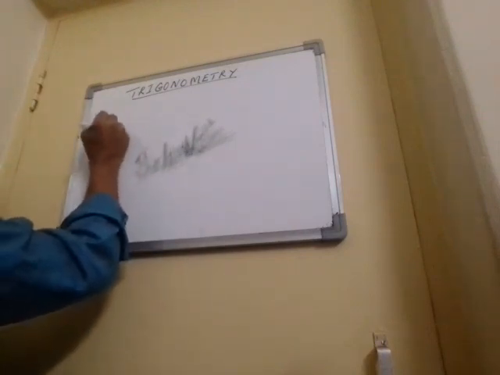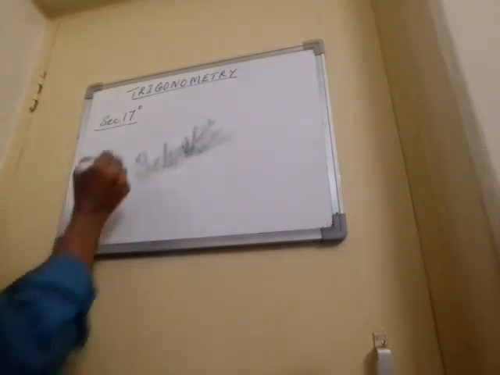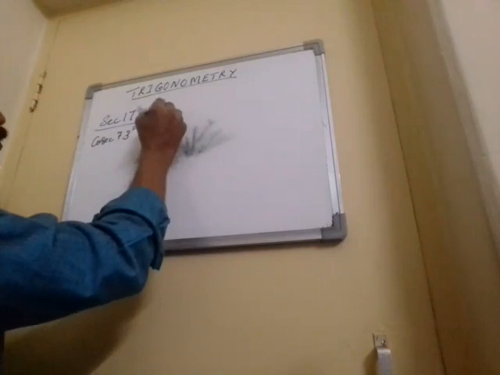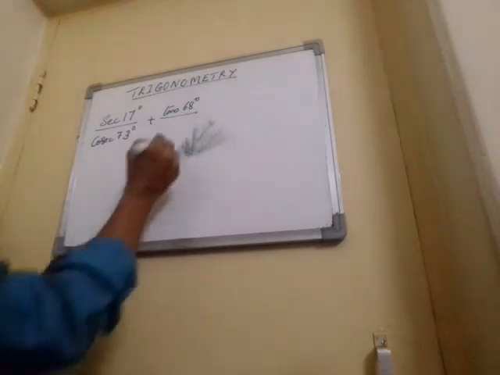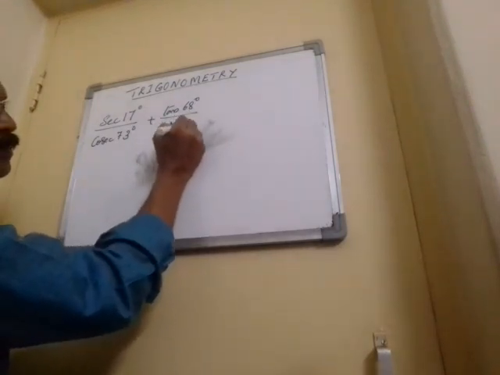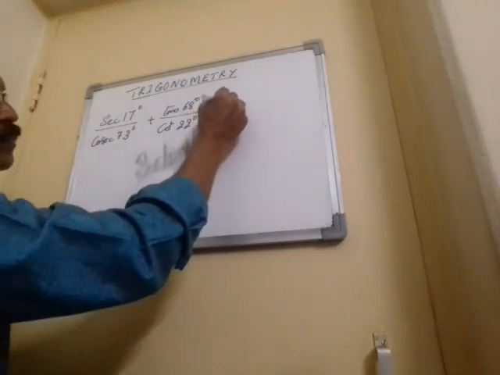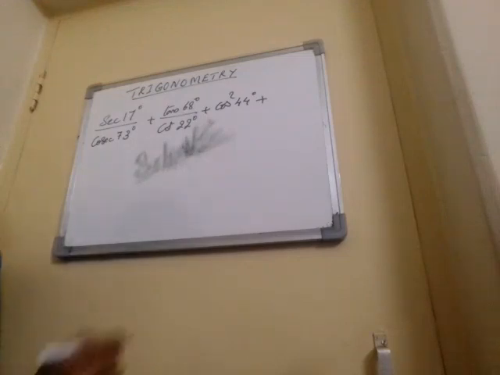The question is sec 17 degree by cosec 73 degree, plus tan 68 degree divided by cot 22 degree, plus cos square 44 degree plus cos square 46 degree.